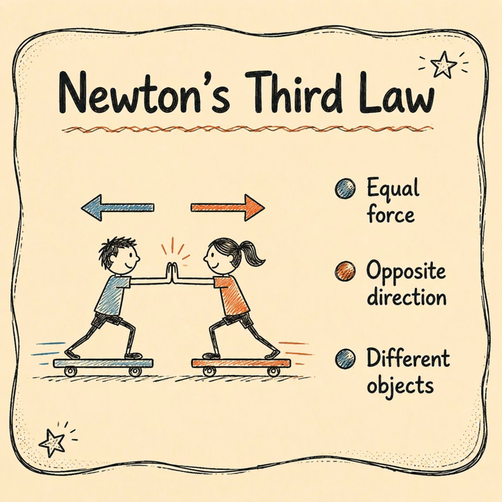Newton's third law says that forces come in pairs. When one object exerts a force on another, the second exerts an equal force in the opposite direction on the first. The forces do not cancel because they act on different objects. Skaters pushing apart are a clear example.